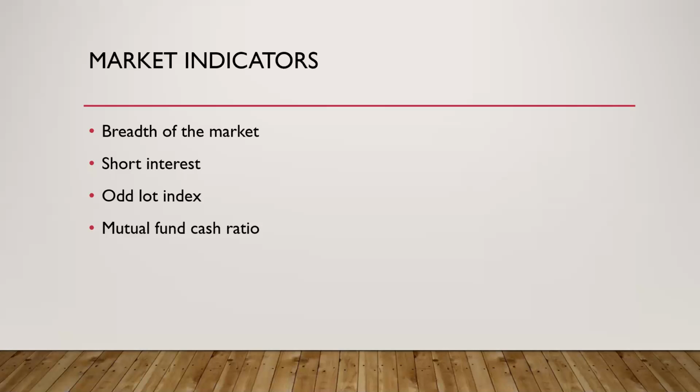Now, the second type of market indicator is short interest. Short interest is also known as short selling. There are some speculators who will engage in short selling. In short selling, they do not actually own the securities, but they enter into a sales agreement. Suppose I am a short seller. I am going to enter into an agreement with you that I will sell 100 shares at rupees 10 each on the 5th of next month.